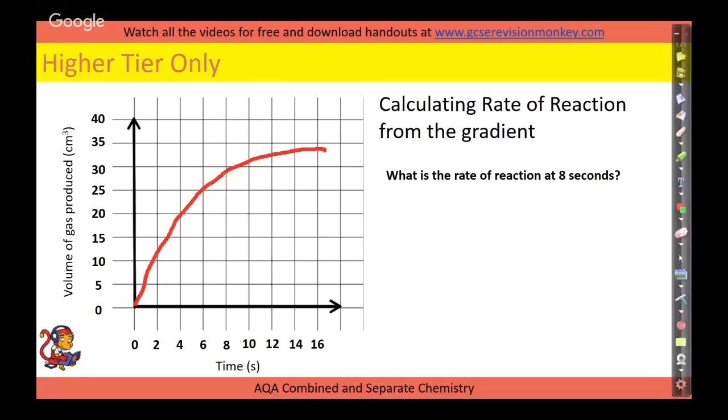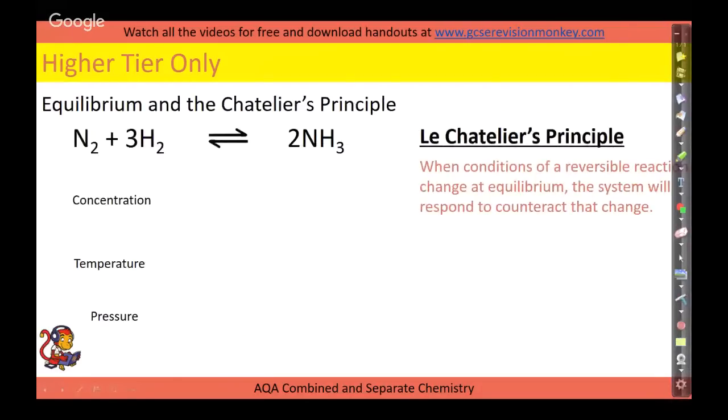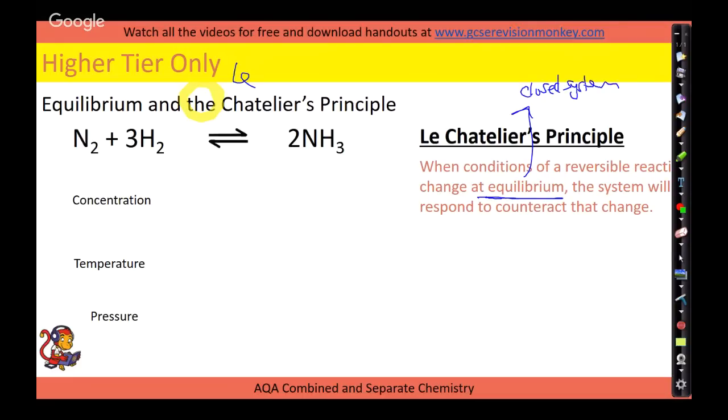The next big section for higher tier is equilibrium and, oh, I've gone English there, look. It should be Le Chatelier's principle. Le Chatelier's principle is simply the idea that when conditions of a reversible reaction change at equilibrium, the system will respond to counteract that change. And to reach equilibrium, we must be talking about a closed system. In a closed system, no reactants can get in and no products can get out. So when conditions of a reversible reaction change at equilibrium, the system will respond.